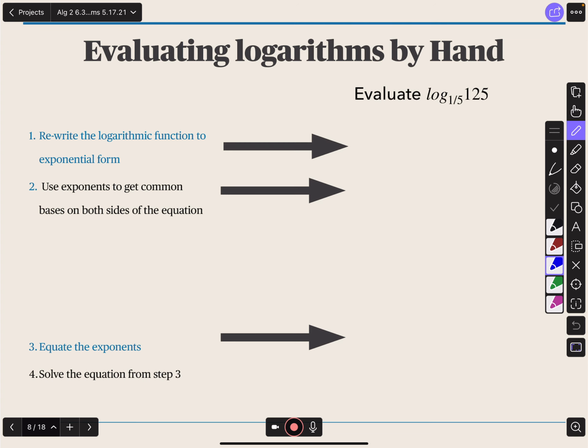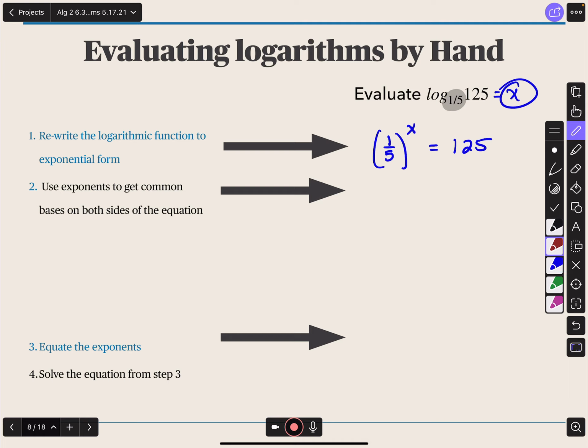All right, so let's do one now from the beginning without any help. So identify, you're trying to figure out what this logarithm is equal to. Call that x. Find your base, 1/5. We just go 1/5 to the x, so I'm trying to find out, equals 125.